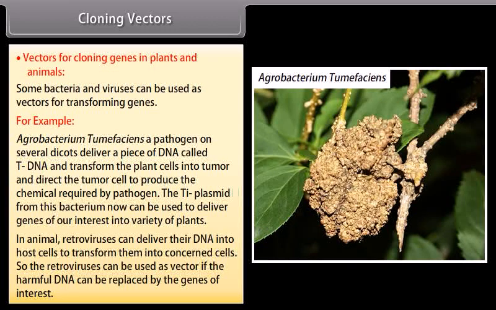In animals, retroviruses can deliver their DNA into host cells to transform them into the concerned cells. So, retroviruses can be used as vectors if the harmful DNA can be replaced by the genes of interest.